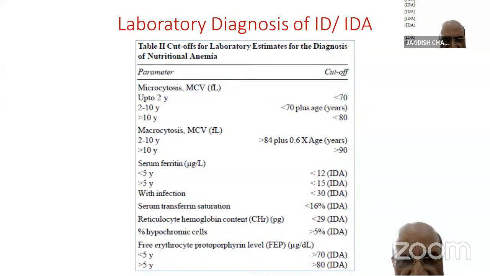So we take serum ferritin being low as suggestive of iron deficiency under 12 nanogram per ml or 12 microgram per liter, that is under 5 years, and over 5 years, this cutoff is 15. And if the patient is having infection, then a cutoff of 30 is used for defining iron deficiency anemia. Other than that, you will see that we have not given serum iron levels here to define iron deficiency anemia. That might appear surprising, but we will discuss further on why it is not here. The other parameter is serum transferrin saturation, a cutoff less than 16% defines, and the others are reticulocyte hemoglobin content and hypochromic red cells. We will discuss these as we proceed further.